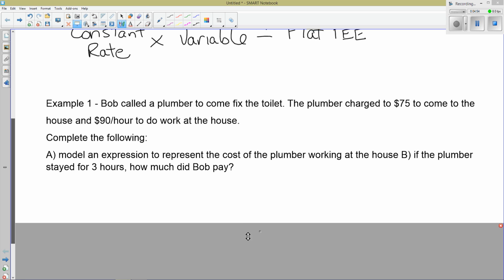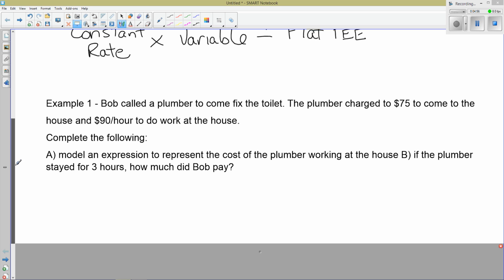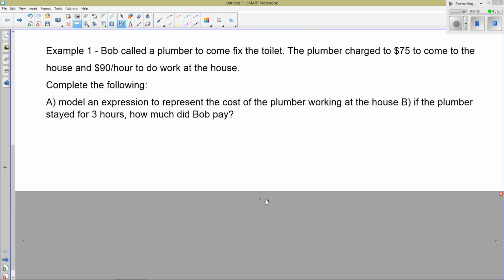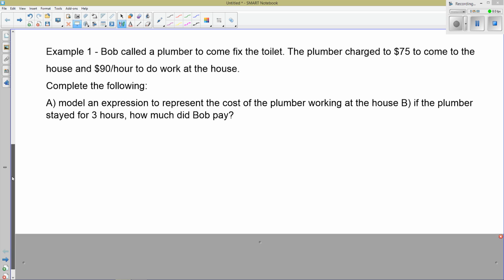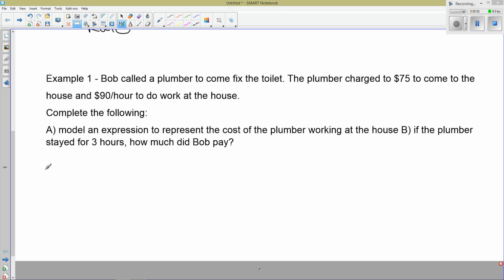So here's an example of one of the questions that you're going to see. And it's a 2-stager, simply because some of them are just asking you to actually build the equation. They're not asking you to solve anything, but in this case, we're going to build one. Example 1, Bob called the plumber to come fix the toilet. The plumber charged $75 to come to the house and $90 an hour to do work at the house.